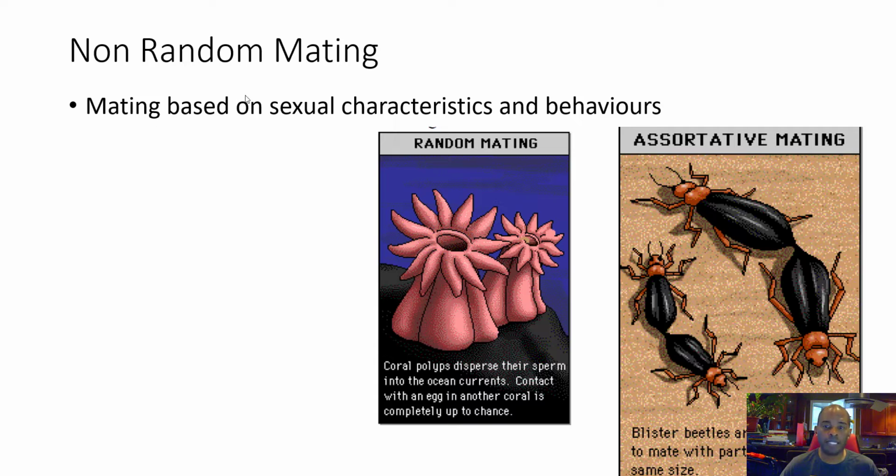In non-random mating, mating is based on what you look like. So in a population of blister beetles, small blister beetles will more likely mate with small blister beetles, and large blister beetles will mate with large blister beetles. That's called non-random or assortative mating. In random mating, like you see in coral, they just release eggs and sperm into the ocean currents, and whatever happens, happens. So that's your difference. Assortative mating can lead to microevolution.